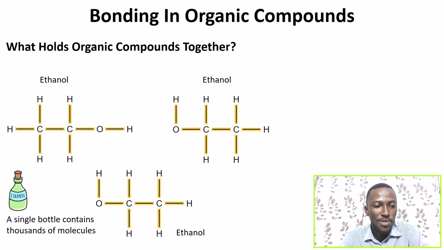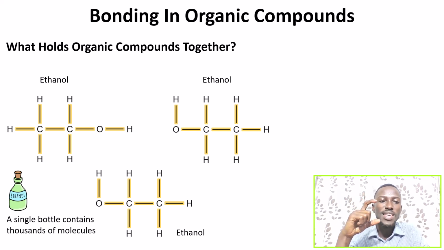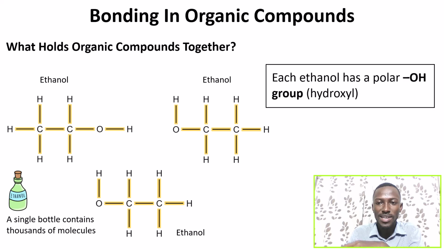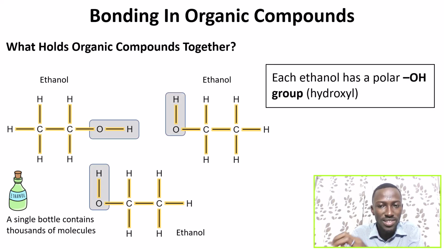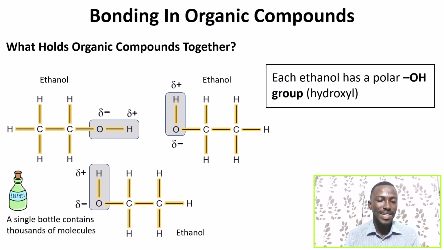So look at the bottle out there. In a single bottle of ethanol, we have several individual ethanol molecules coming together, right? So we have 3 ethanol molecules represented on the screen. And for each of them, there is a hydroxyl group, which is polar. Hydroxyl group refers to the OH group. And when we talk about the hydroxyl group being polar, don't stress yourself too much. What it simply means is that there is a part that is partially positive and another part that is partially negative. And polarity of compounds will be explained in future videos.